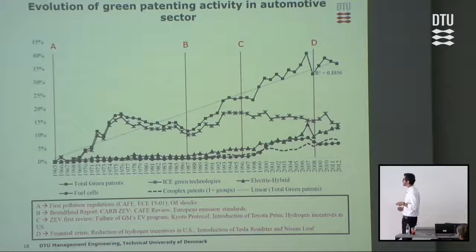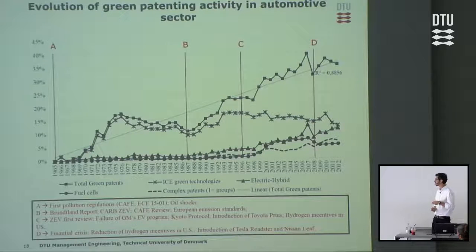So I just put some milestones here. The first pollution regulations here, in the United States, in Japan, Europe. The Brundtland report, Our Common Future. The CARB review, some regulations related with emissions in the United States. Here at the C, I put the first review of the zero-emission vehicles regulation, the failure of the GM program, the Kyoto Protocol, and very importantly, the introduction of the Toyota Prius, which was the first mass-market hybrid vehicle to be commercialized.